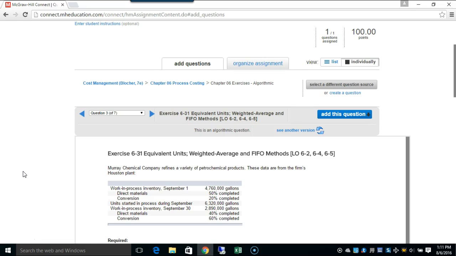The units started in process during September, meaning units that went into production, or gallons, was 6,320,000 gallons. At the end of September 30th, the month end, our ending WIP balance was 2,890,000 gallons. And our work in process inventory for direct materials was 40% complete. Conversion cost was 60%.